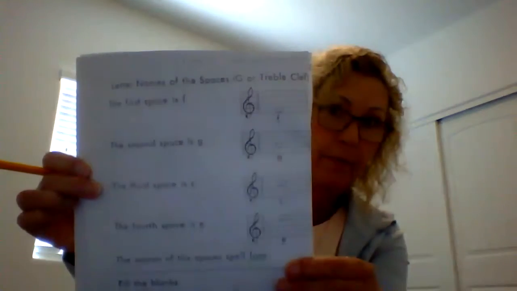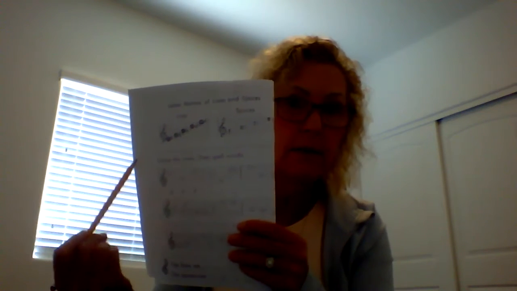And last time we looked at that page, and then we learned the letter names of the space notes. We learned the letter names of the line notes. And then we did some combinations on the next page of the line and the spaces. Do you remember what we learned or what we reviewed? We reviewed that the line notes, there were 5 of them, and the space notes, there were 4.